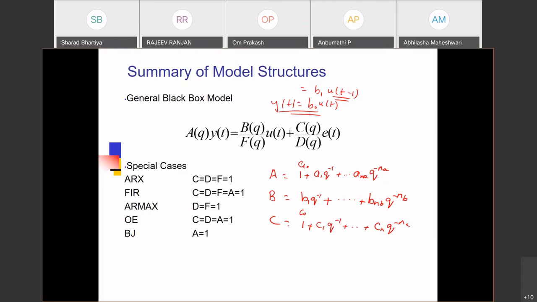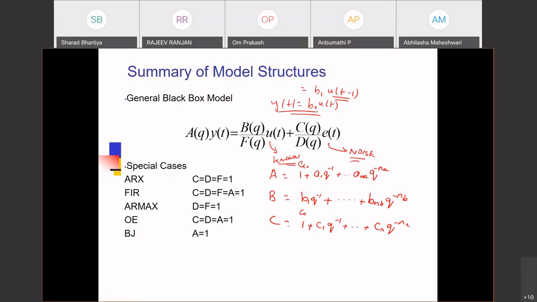So Ay is equal to B by F times U plus C by D times E, where E is that noise, which I told you is unknown. U is put into the system by me. Okay, so this is my known variable. This is noise, which is unknown. I don't have a value for it, though it enters my equation.